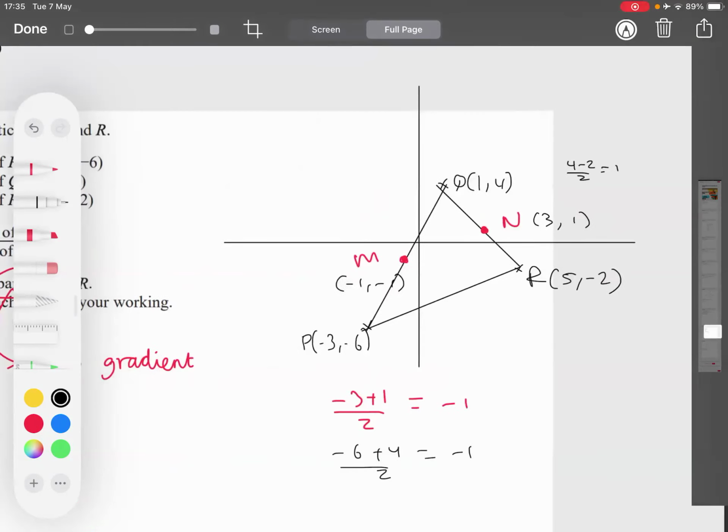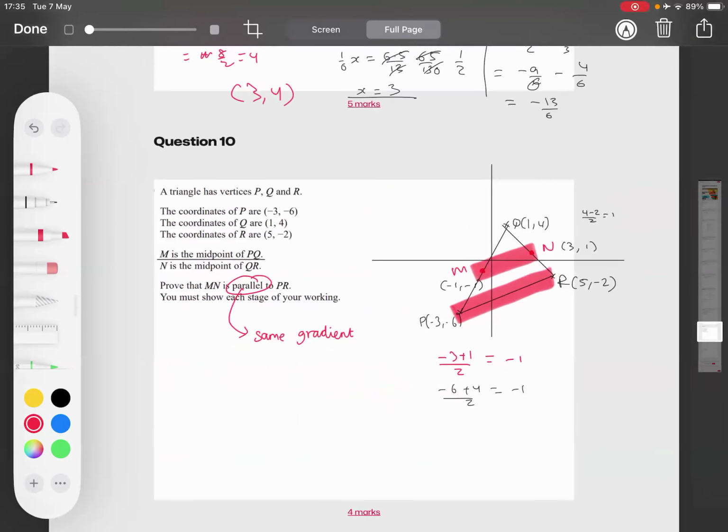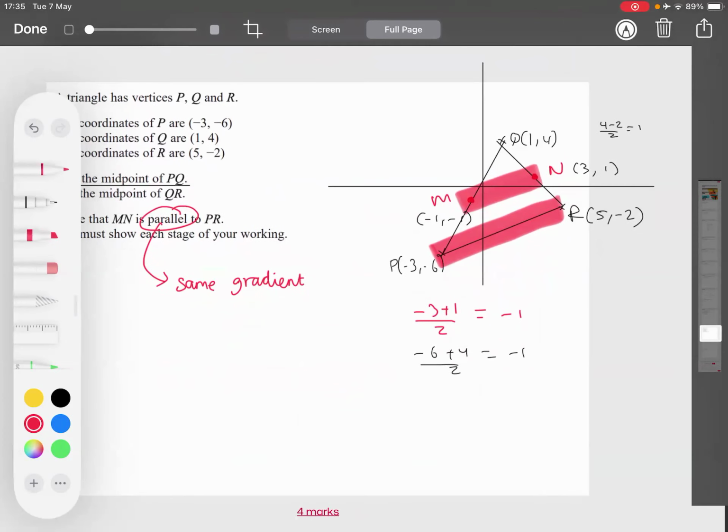Now I have to work out the gradients. The gradient of this line and the gradient of this line, in any order. So I'll do the gradient of MN. Gradient of MN is 1 minus -1 divided by the horizontal change, 3 minus -1. So 2 over 4, which is 1/2.